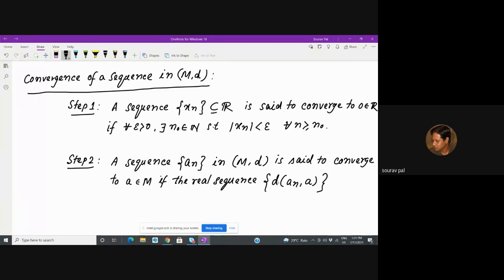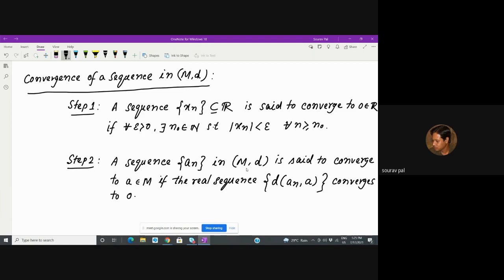Okay, it maps M cross M to the right half of the real line. So this is actually a sequence of non-negative real numbers. So if the real sequence d(a_n, a) converges to 0, and we know what is meant by a real sequence being convergent to 0 by step 1.